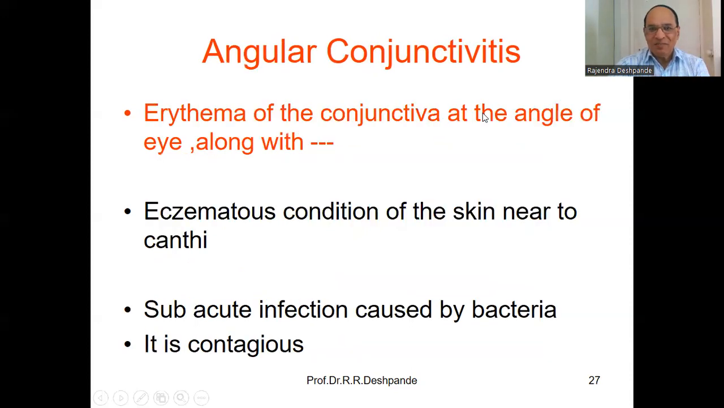Okay, next, there is angular conjunctivitis, only at the angles: erythema of the conjunctiva at the angle of the eye, along with an eczematous condition of the skin near the canthi. This is the inner canthus, this is the outer canthus. There may be a little redness outside on the skin too. This is angular conjunctivitis. It is not acute; it is a subacute infection caused by bacteria. This is also contagious, spreading from one person to another.